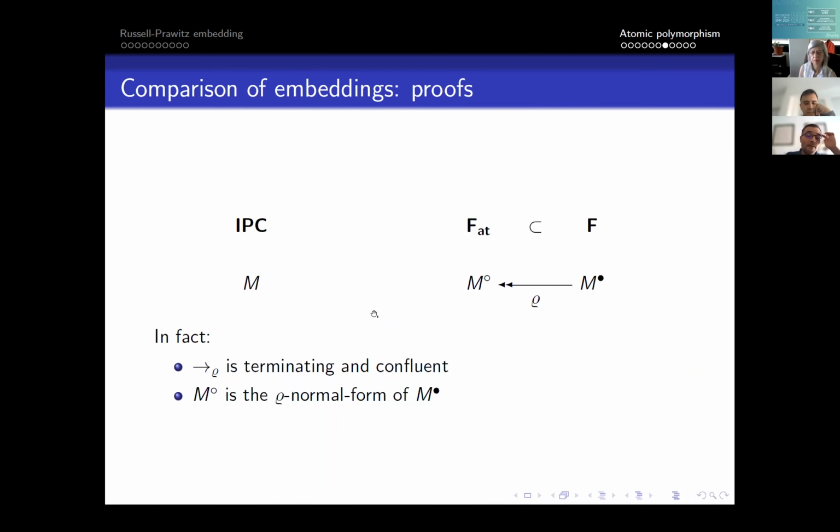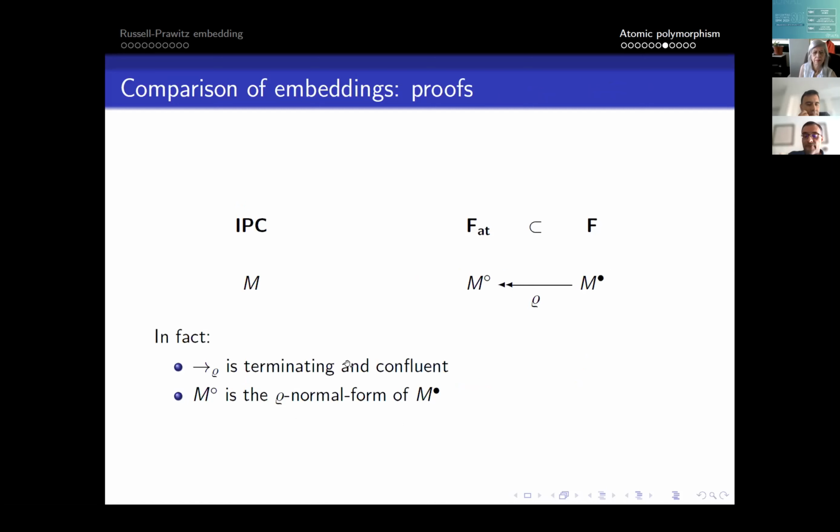Not so immediate is that in fact, not only is there this reduction, but the term in atomic system F is the rho normal form of the Russell-Prawitz translation of proof M, okay? And for that, we have to prove that this new conversion is terminating and confluent.